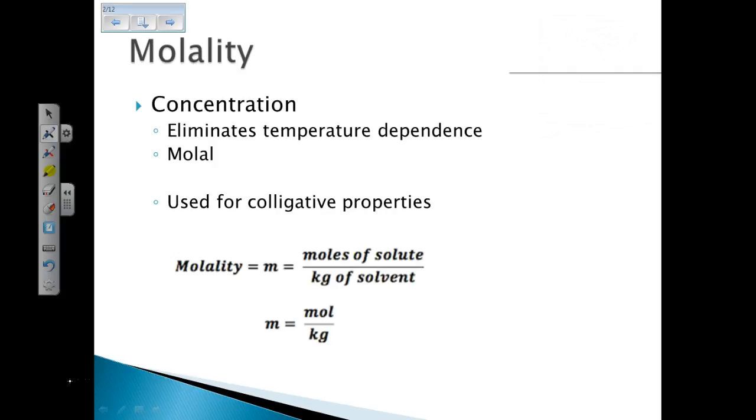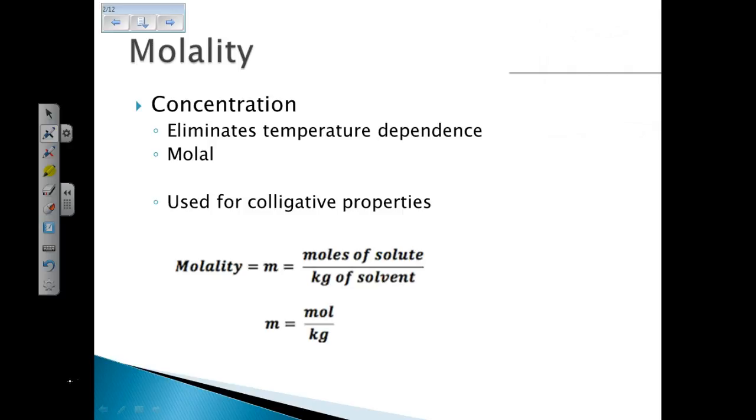Hey everybody, I wanted to spend a little bit of time talking to you about molality, which is going to lead into some colligative property discussion. But before we get into the fun colligative property things, we need to talk about molality. Molality is used, I don't want to say exclusively, but for the casual chemist, pretty much just when we're talking about colligative properties.